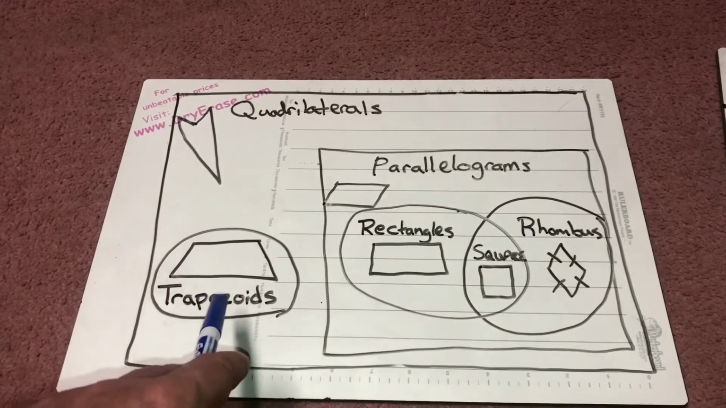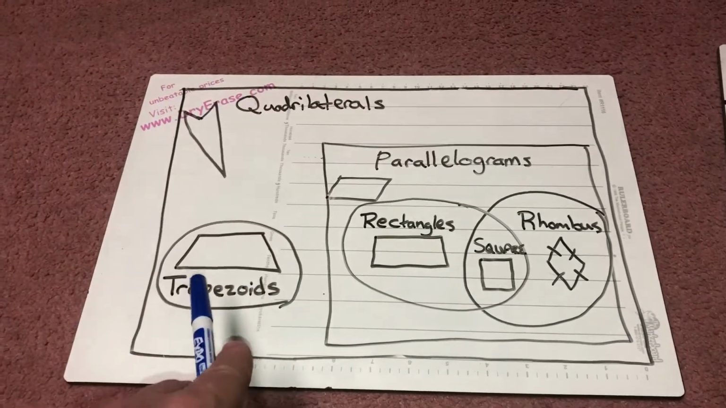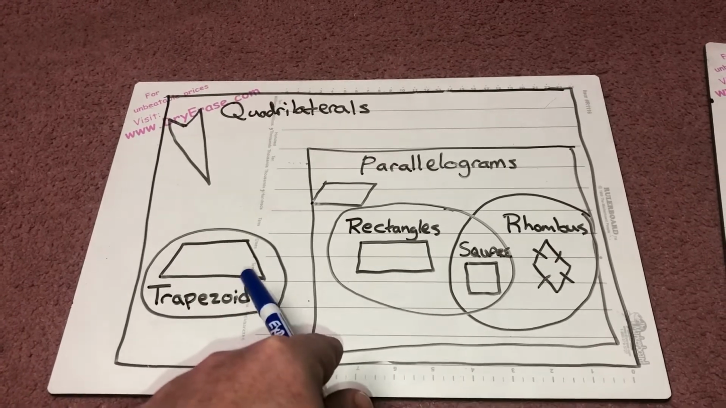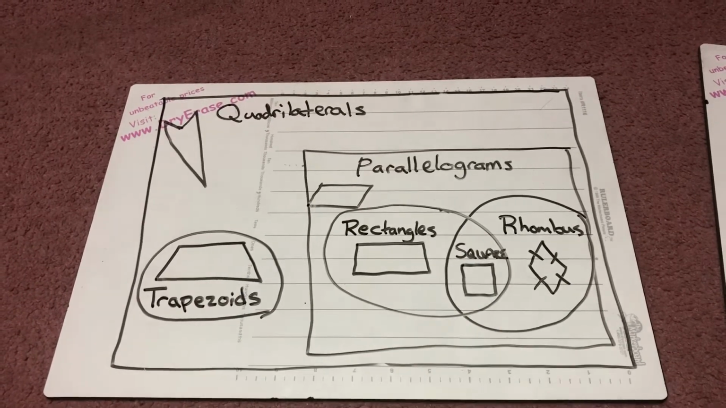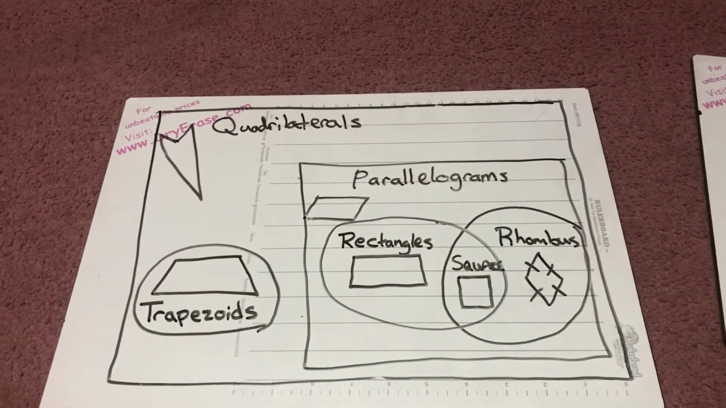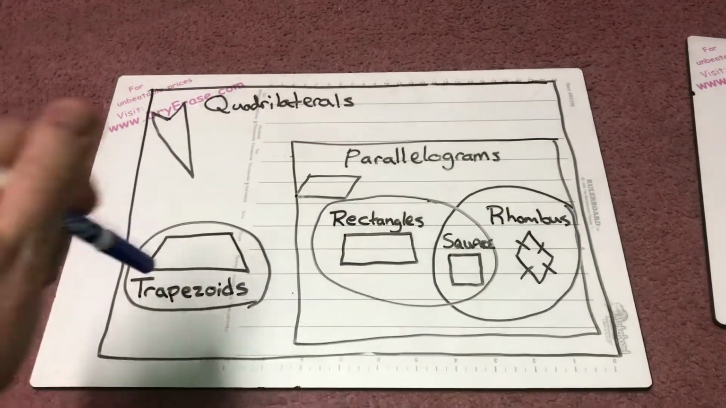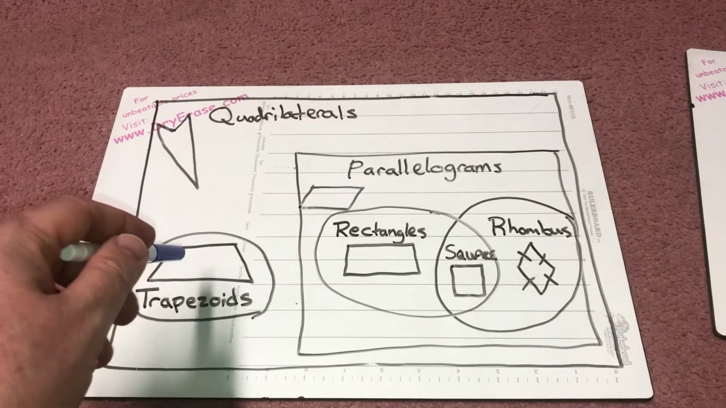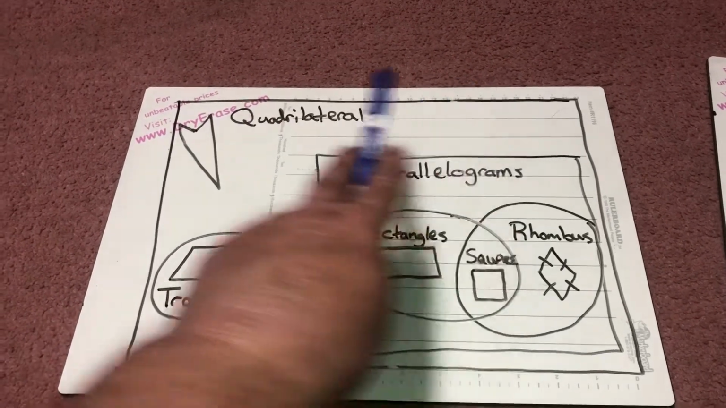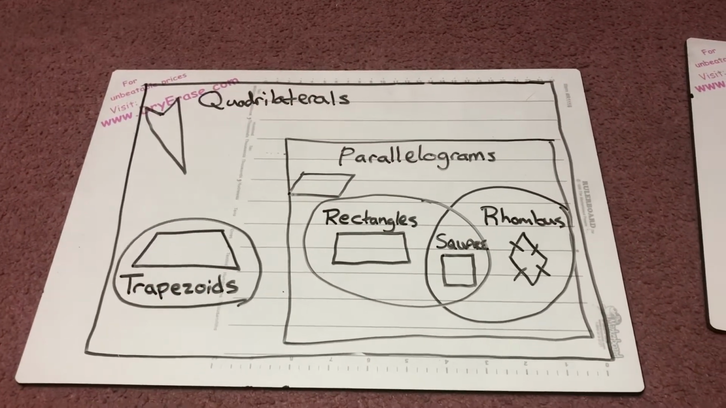Now, let me go back to trapezoids first. Trapezoids fit under the idea of quadrilaterals, but you'll notice that there is no crossover between trapezoids and parallelograms, because a parallelogram has two sets of parallel sides, meaning the left and the right side are parallel, the top and the bottom are parallel. A trapezoid does not fit into that because there's only one set of parallel sides. So a trapezoid, even though it's in the whole quadrilateral box, is kind of off here by itself.